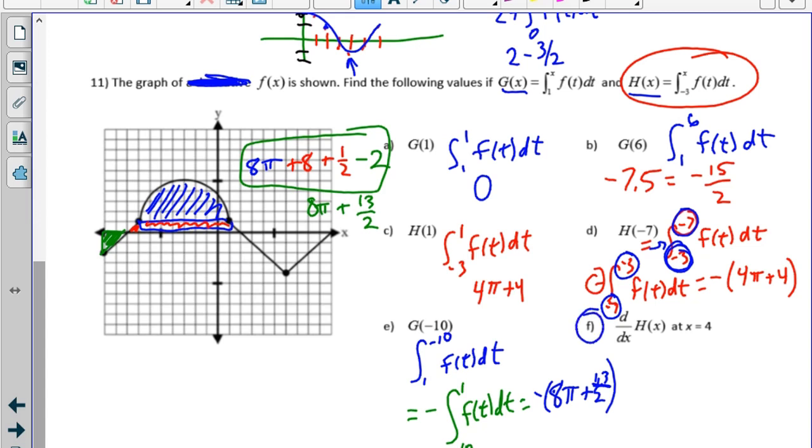Letter F, this is kind of a change up at the end. It's basically putting the ball on a tee for you, because we have the derivative with respect to x of h of x at x equals 4. Notice that this is basically just asking about the fundamental theorem of calculus. The derivative of h of x is the same thing as the original function, and I don't have a chain rule situation, so all I have to do is f of 4, and if I look at f of 4, I get -2. So the answer to that one is -2.